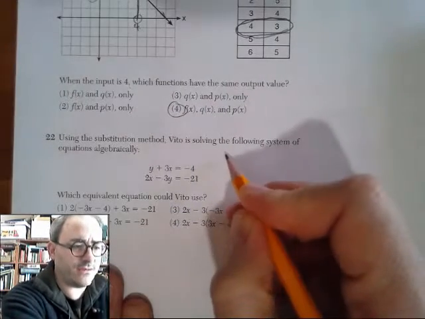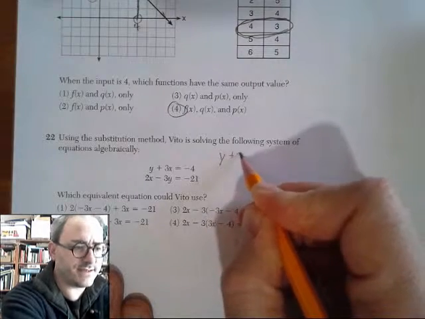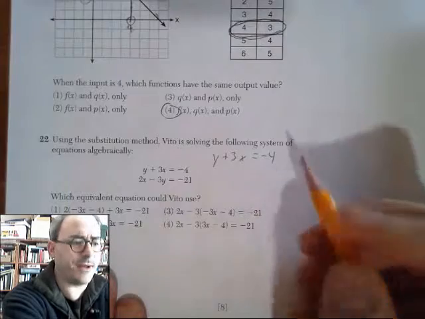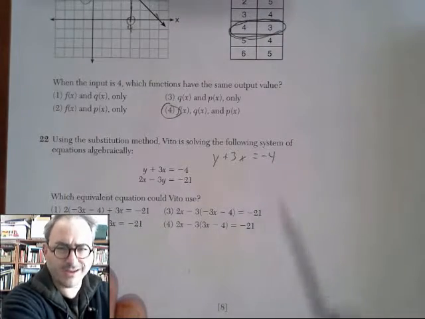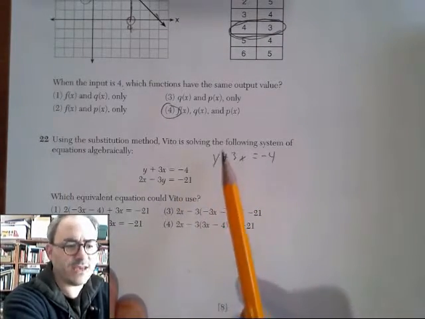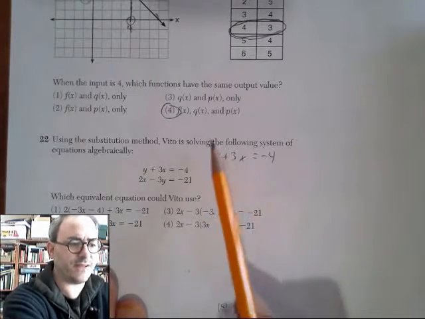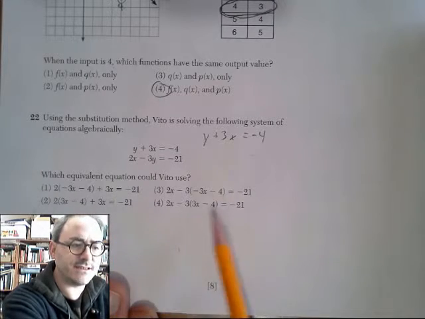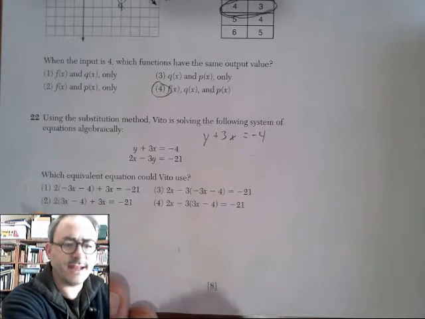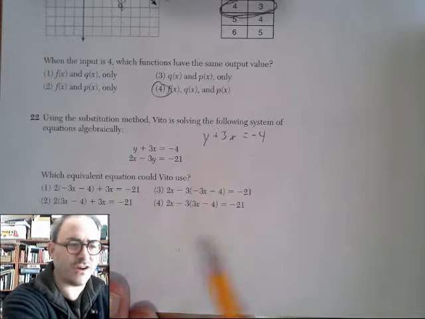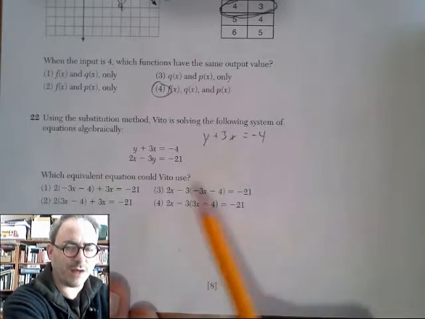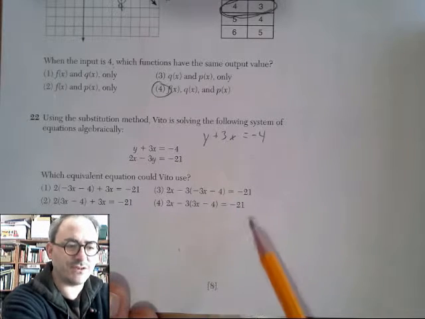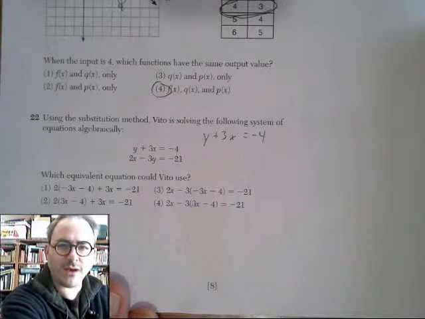Let me write this out. So I have this first equation. Y plus 3x equals negative 4. What they want you to see here is that you can get y by itself fairly easily. Notice how all the answers here have all x's. There are no more y's anymore. That's a tip-off that they want you to solve this kind of problem using the substitution method, because they're going to substitute y equals for another expression.